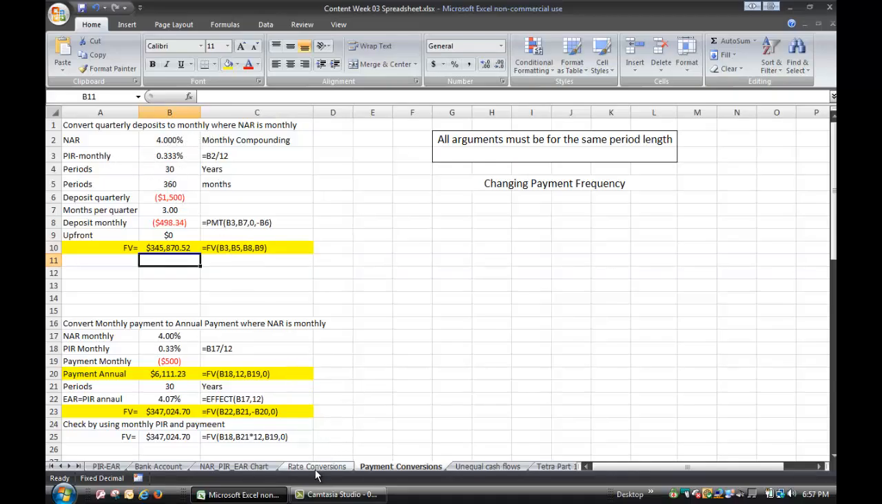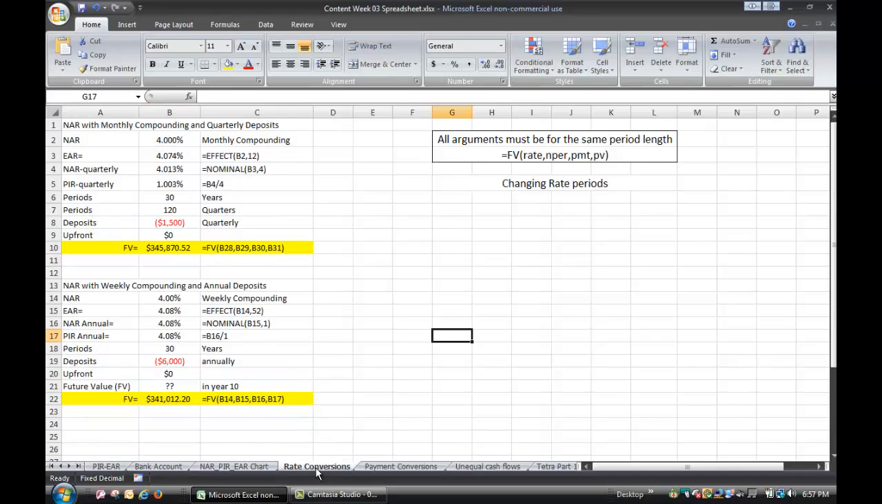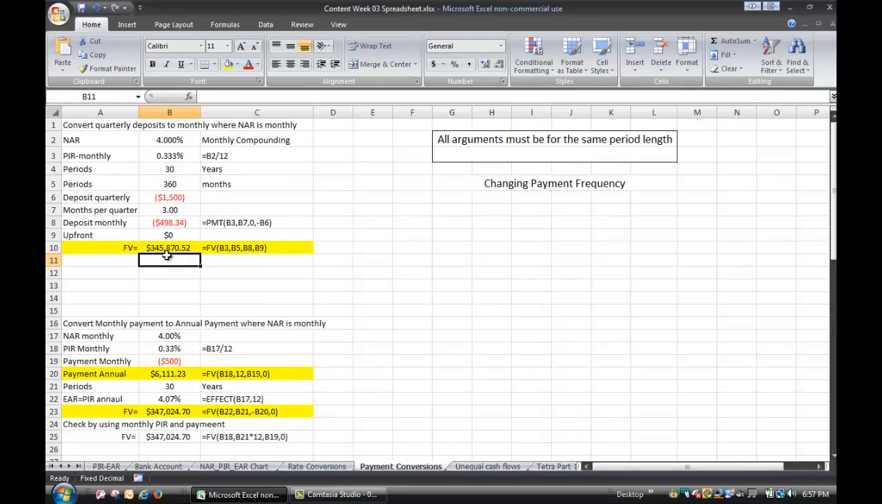Now we did this problem before where instead of converting the payment we converted the rate. Let me just go back to that. This is it here, and we converted the rate using the effect function to a quarterly rate to fit our quarterly deposits, and we ended up with $345,870.52, which is exactly the same number we got here, which shows that you can convert rates or convert payments, either one, you can get to the same result.